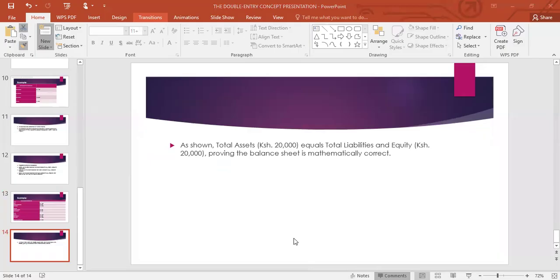There is a hand here which has been raised by Kipkoech. You have a question? No, it was by mistake. Okay, no problem.